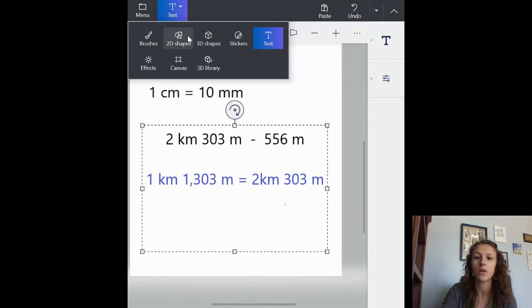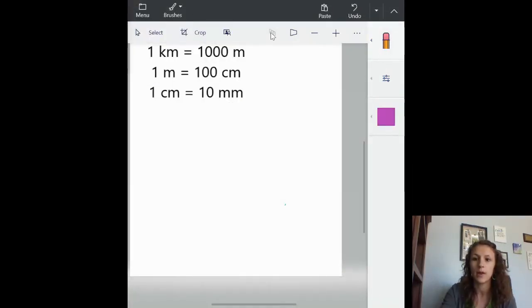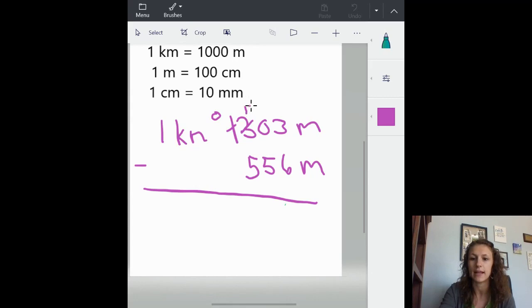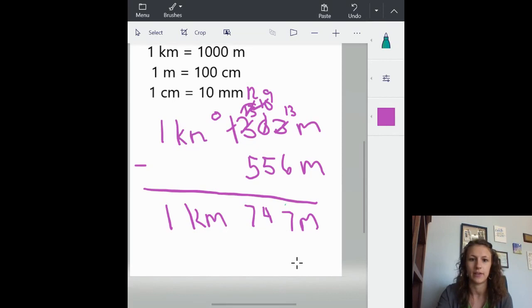So then what we can do is solve it just like we would a normal problem. So now I have 1 kilometer with 1,303 meters, and I'm trying to take away that 556 meters, and I line it up just like I would any values in my subtraction problem. All right, so I can see that I'm going to have to borrow. I'm going to borrow from here. This becomes 0 because I'm going to decompose that into 10 hundreds. Going to borrow 1 from here to decompose it into 10 tens. Going to borrow, decompose it into 10 ones. So then I'm able to solve. 13 take away 6 is 7. 9 take away 5 is 4. 12 take away 5 is 7. So I've solved for my meters, 0 take away nothing is 0, and I still have 1 kilometer. So I would have gotten 1 kilometer, 747 meters.